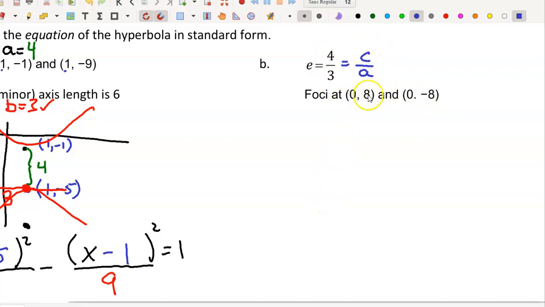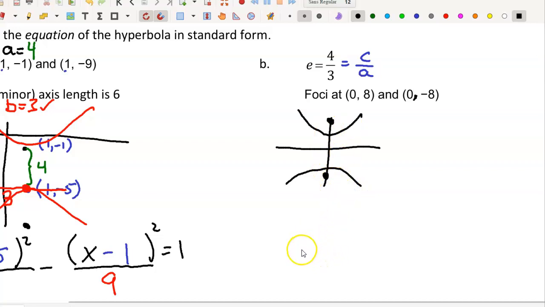Foci. Right, so let's graph this. What does it look like? 0, 8, and 0, negative 8. So 0, 8 is up here. 0, negative 8 is down here. So again, technically it's going to be looking like this. So this is opening up and down. So right away, same idea. I know to start off with this. It's called a skeleton. Okay.